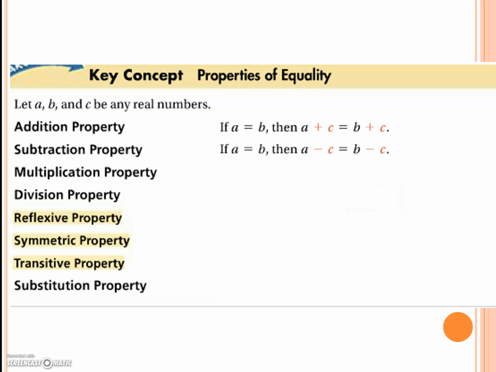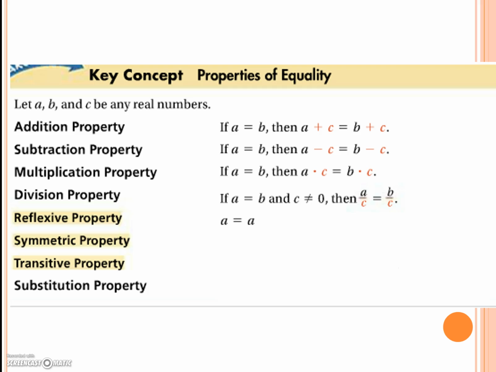The subtraction property is very similar to that. If A is equal to B, then we can subtract the same thing from both sides. That's what allows us to move numbers back and forth. The multiplication property allows us to multiply both sides by the same number. And the division property, as long as it's not the value of 0, we can divide both sides by the same number. So the things that may be new to us are the reflexive, symmetric, and transitive properties.